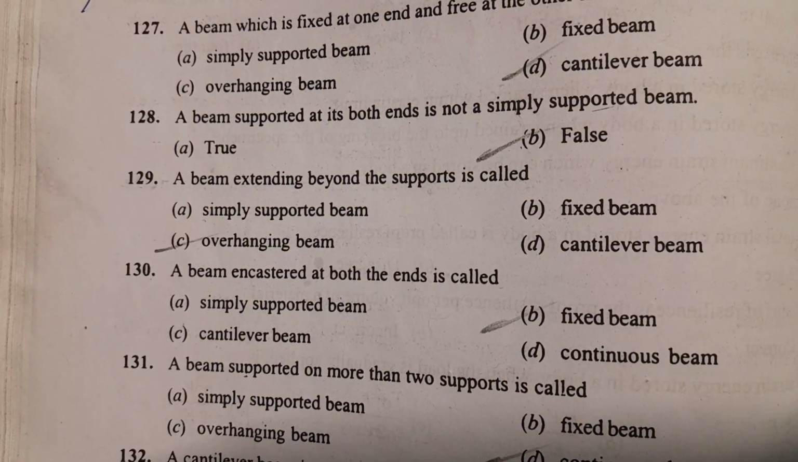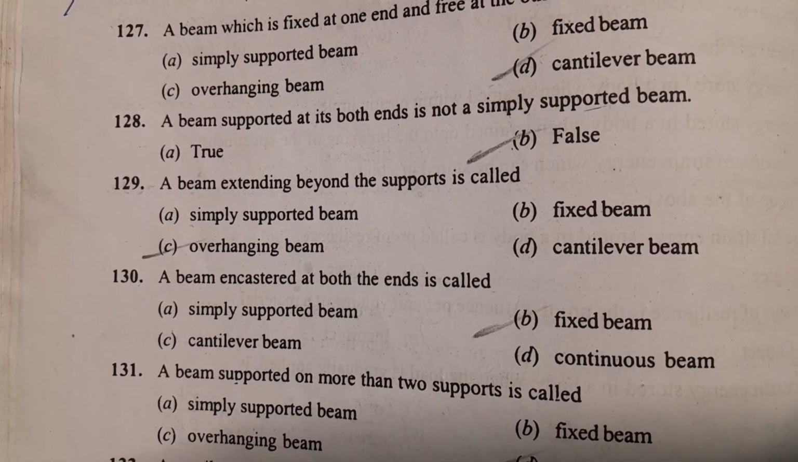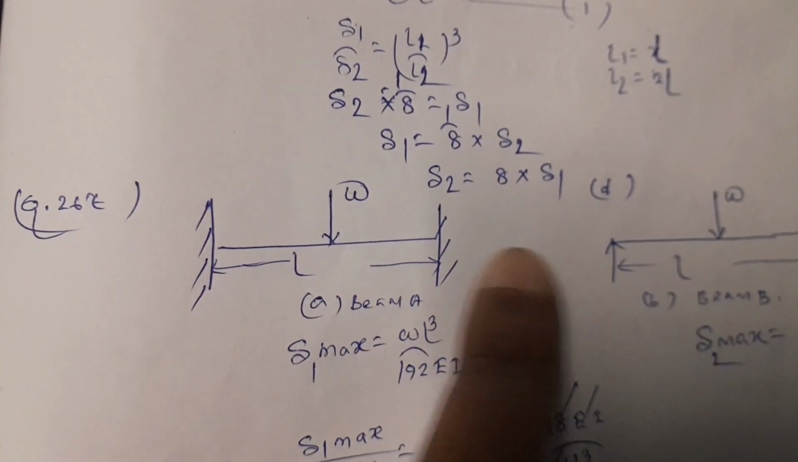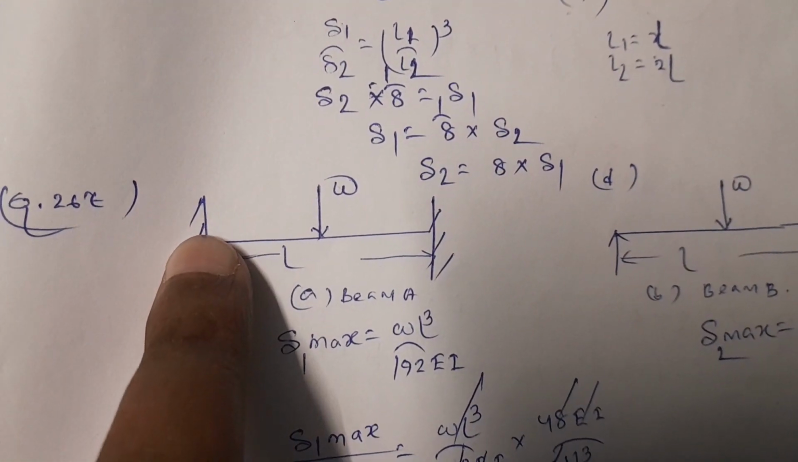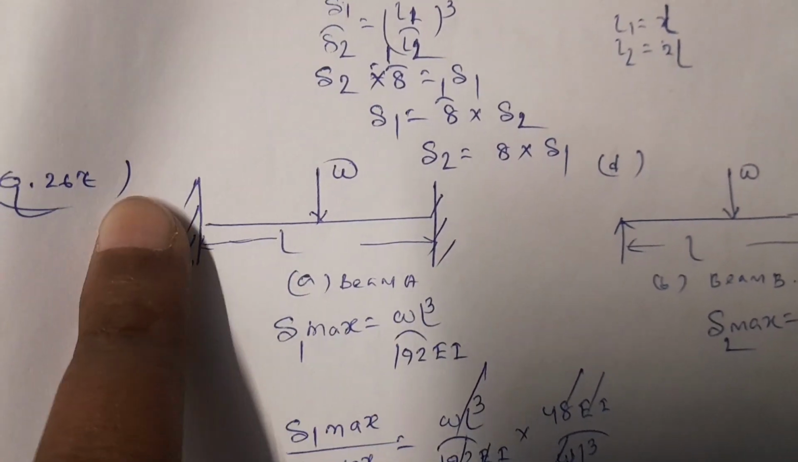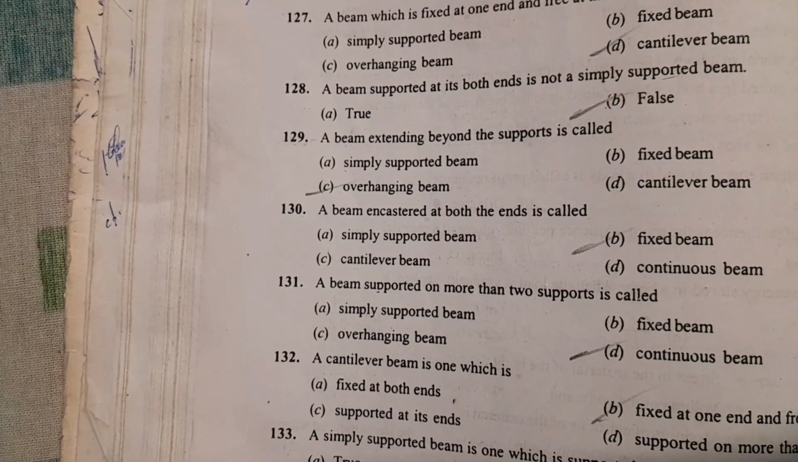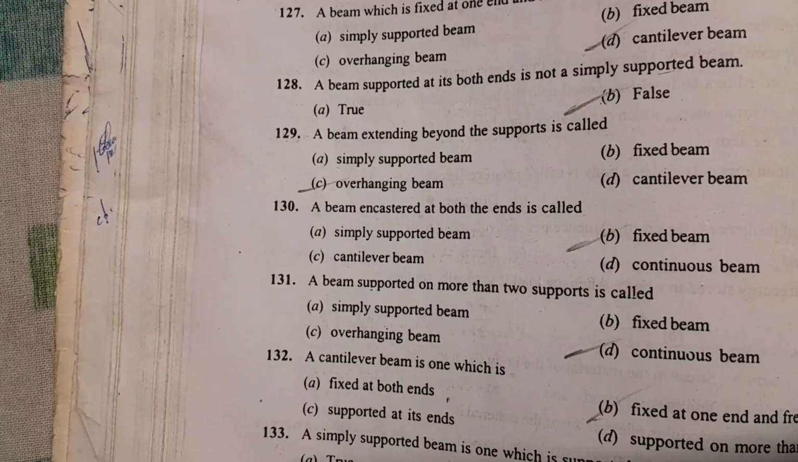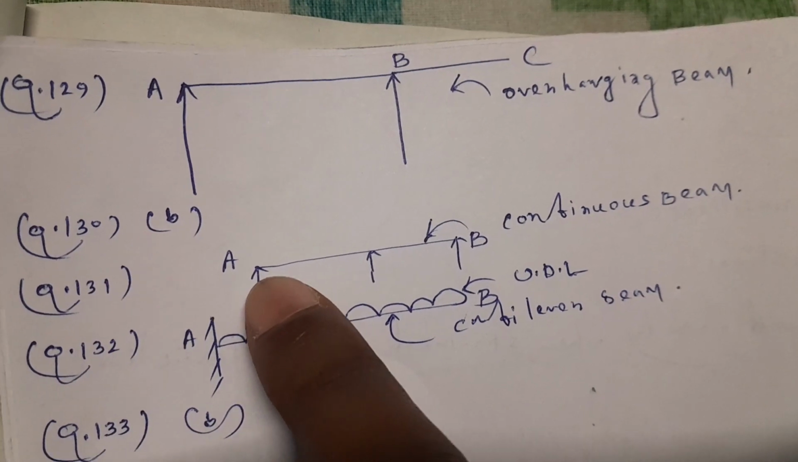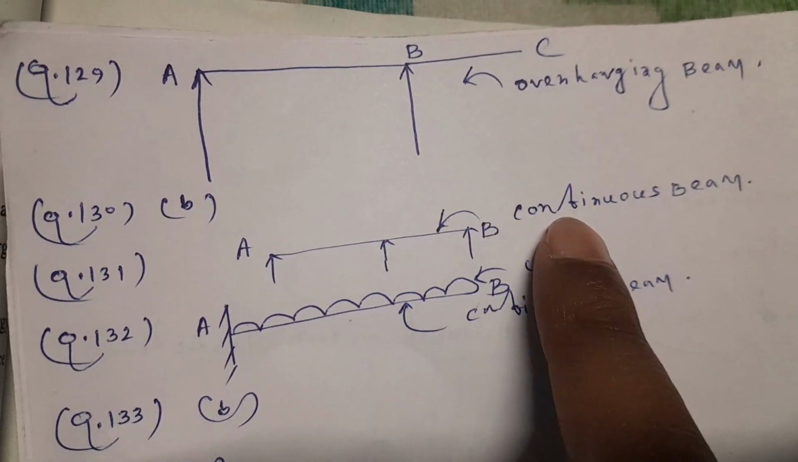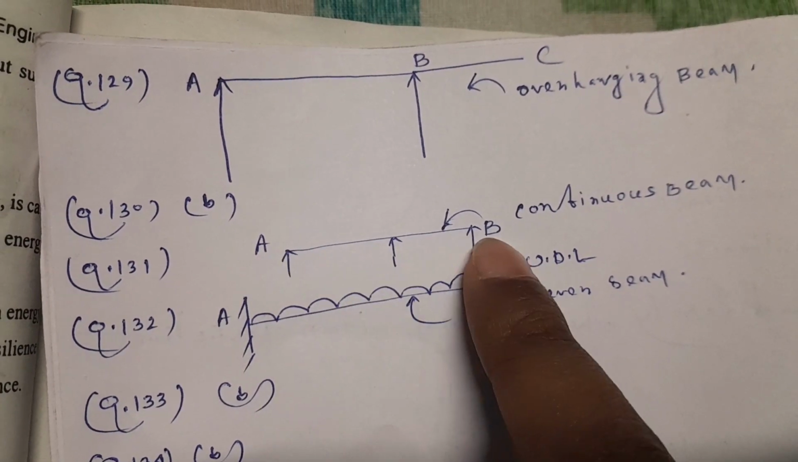Next question 130. A beam encasted at both the end is called, option B is the correct answer, fixed beam. Friends, look at this beam fixed at both end. This beam is called fixed beam, supported at its both end by the fixed support. Next question 131. A beam supported on more than two support is called, option D is the correct answer, continuous beam. Look at this beam A, B. The beam is supported by the three support A, B, and suppose this is C. So this is the continuous beam. The beam having more than two support is called continuous beam.